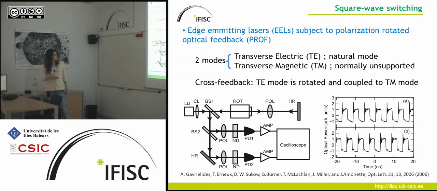And this part is to detect the intensity in each of the polarization directions. Here we can see the detected intensities. We can see that they are square waves, there are plateaus, and between the plateaus, fast transition layers. In this case, they are in antiphase, and the period is related to the delay. In particular, it is close to twice the delay time.